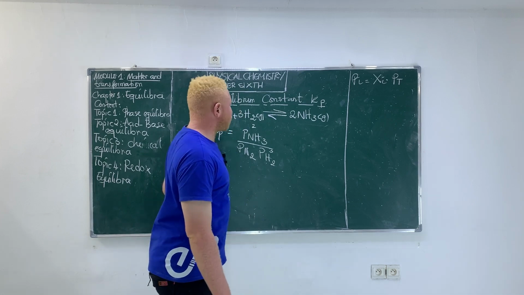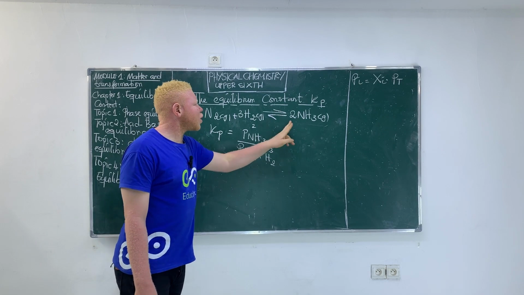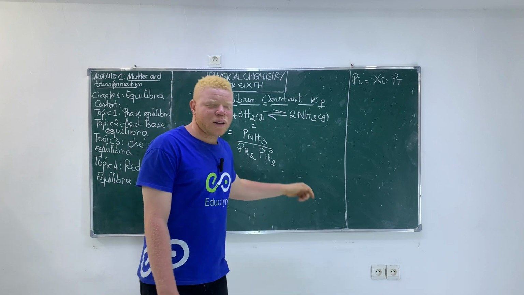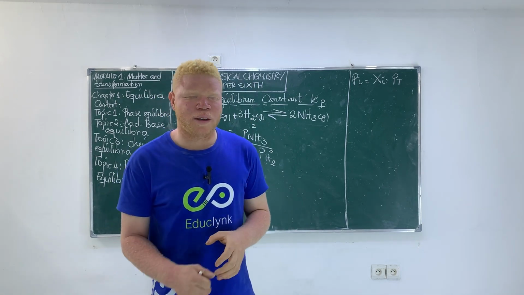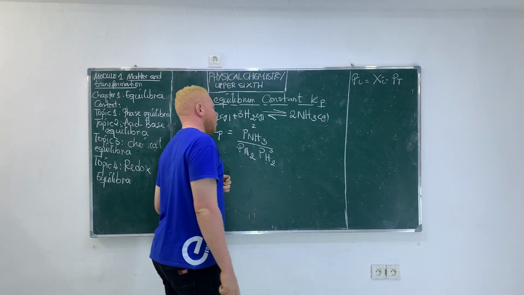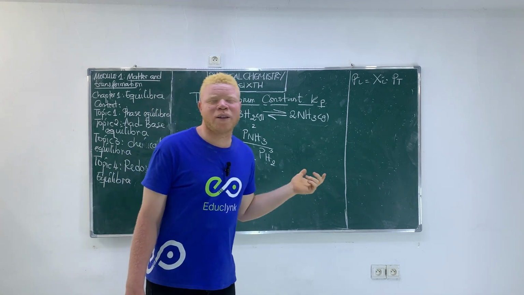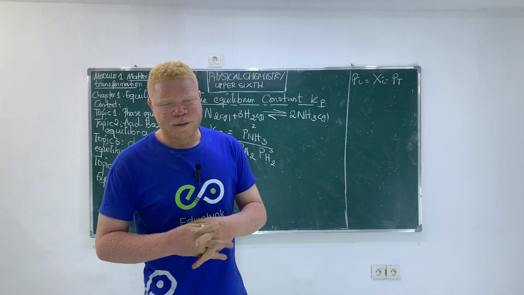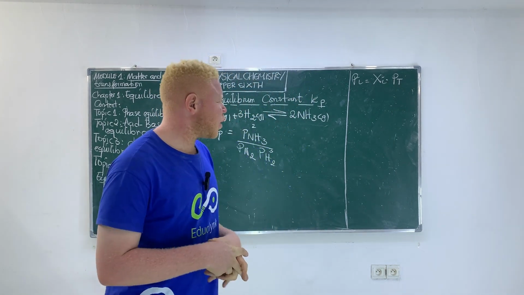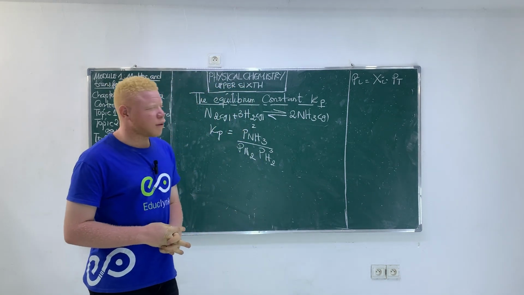So from the equation, we make use of the coefficients. For ammonia, the coefficient is 2, that's why the pressure is squared. The coefficient for H2 is 3, that's why we cube the pressure. The coefficient for nitrogen is 1, but we don't need to write P to the power 1, since anything raised to the power 1 is the same thing. So let's have an example on the board.